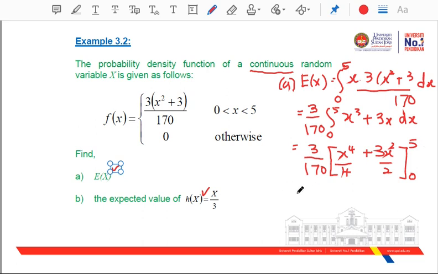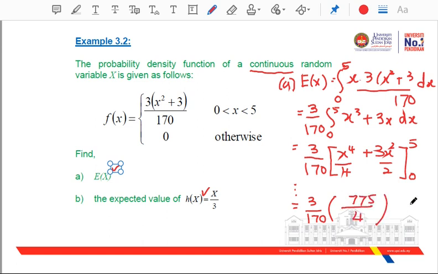Okay. So after you substitute, I just shortcut. You may try it in the middle here. So basically it becomes 3, 170. You simplify this. You substitute 5 into x to the power of 4 and 3x squared, and minus, when you substitute 0 into this, obviously it will be 0. So this one is basically 775 divided by 4.